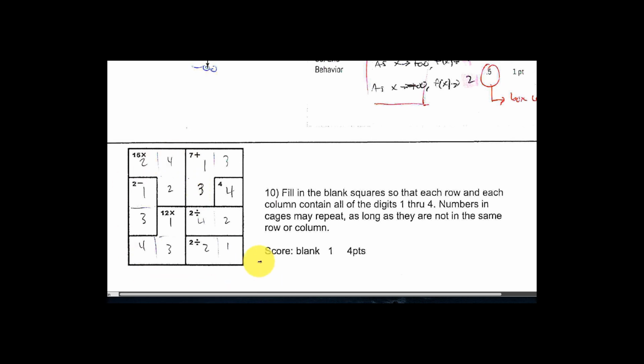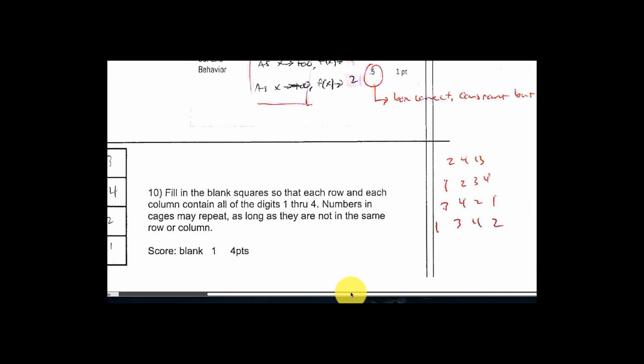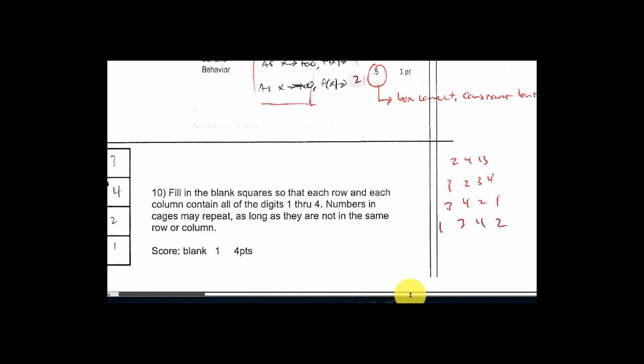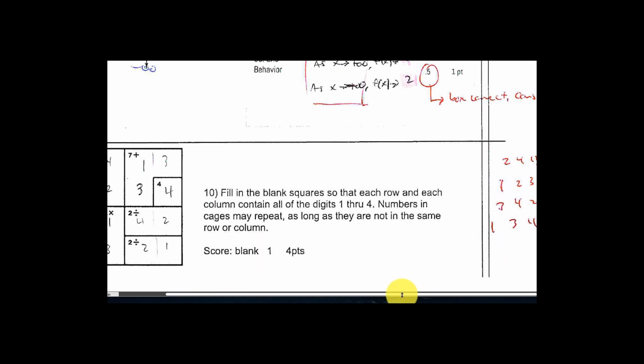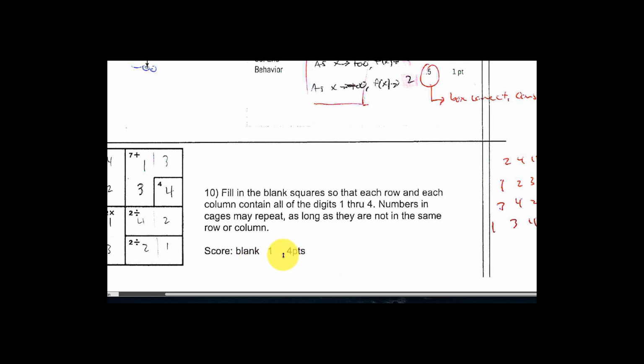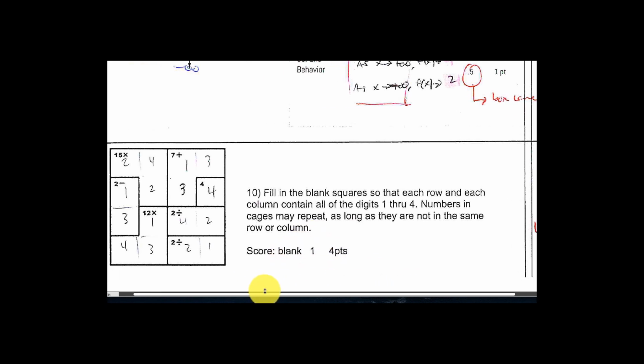If you got this one all correct, or these four numbers, I think the only difference is that down here you could have just maybe switched those numbers. Yeah. I gave you 4 points, and then 1 point if you were wrong, and a blank gave you a 0. The backside was worth 13.